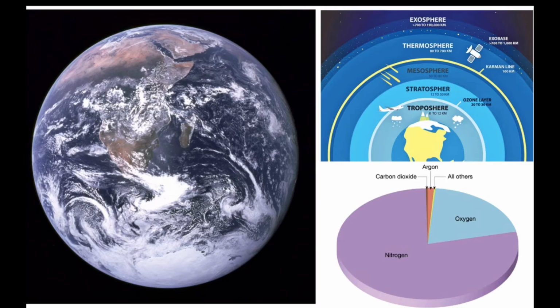After Venus, the third closest planet from the Sun is our home planet, the Earth. A year on Earth is 365 days.